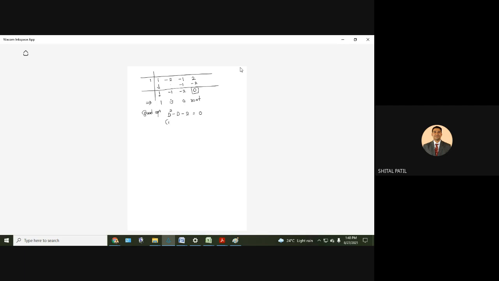What the factors are? D minus 1, check this. D minus 2, I think that will not work. So d plus 1, d minus 2. Is it working? Yes. So roots from here are -1 and 2. So d equal to, in all, these are the roots: 1, 1, 2. So what is the y of c? C1 e raised to minus x plus C2 e raised to x plus C3 e raised to 2x.